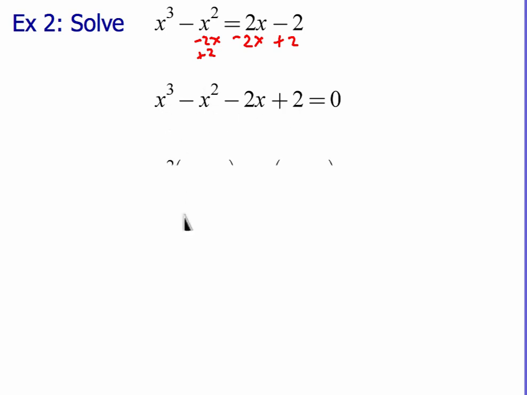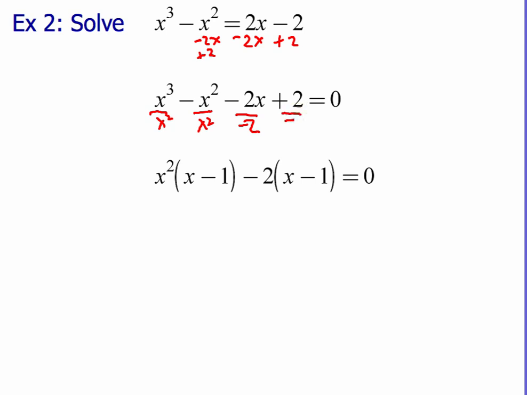The greatest common factor of x cubed and x squared is x squared. So I just divide each one of these by x squared. Okay, x cubed divided by x squared is x, and x squared divided by x squared is 1. Over here, 2 and 2 share a 2, and I want to use the sign of the first one. Negative 2x divided by negative 2 is x. 2 divided by negative 2 is negative 1. So I get x squared times x minus 1 minus 2 times x minus 1.